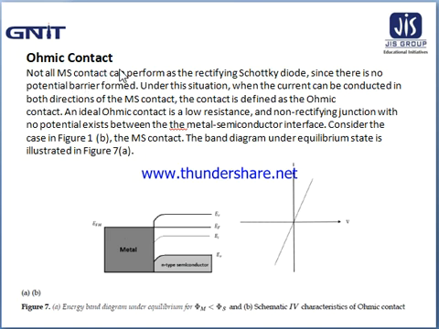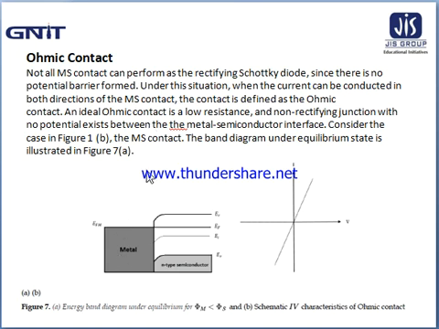Not all metal semiconductor contacts can perform as a rectifying Schottky diode. In some, no potential barrier is formed. If the metal semiconductor contact is not a rectifying Schottky diode, then there is no potential barrier formed. Under this condition, when the current can be conducted in both directions of the metal semiconductor contact, the contact is defined as the ohmic contact. That type of contact is ohmic contact.